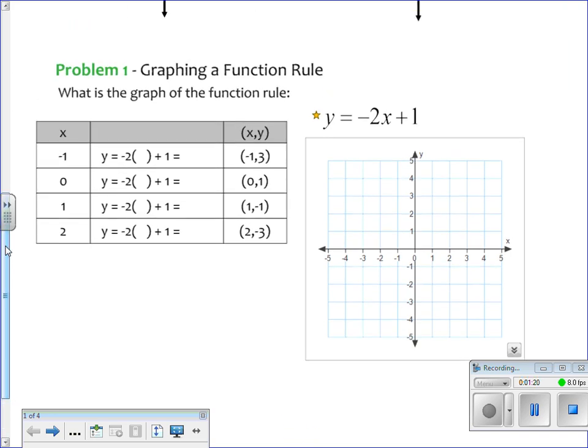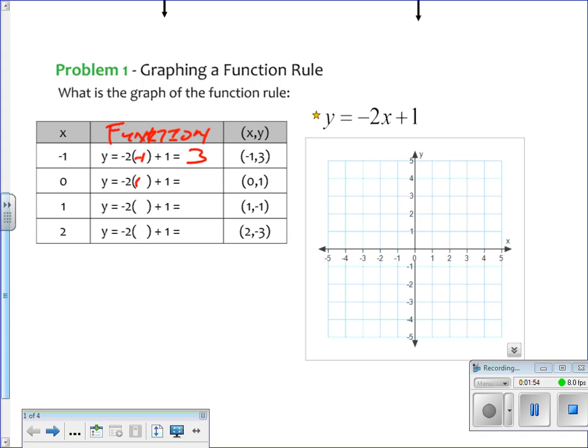Okay. Problem number one, graphing a function rule. What is the graph of the function rule? So typically when we start to do this, we use a table of values. The idea is here's our x values we put in, and here's our function that we use, and what we do is we take x and put it into the function. Put in -1. -2 times -1 is 2, plus 1 is 3.